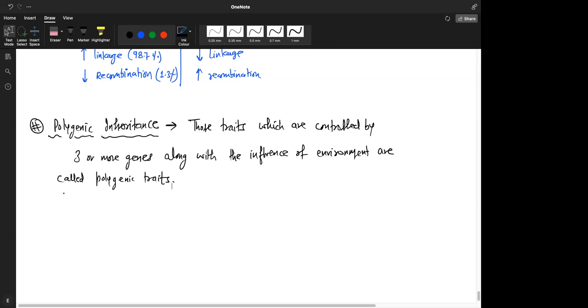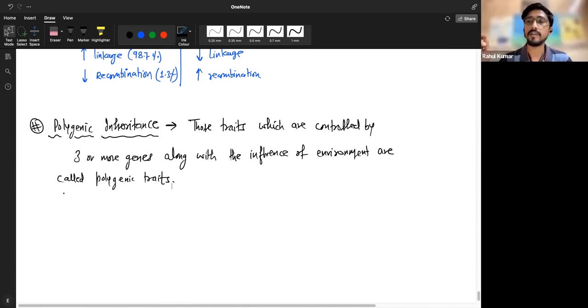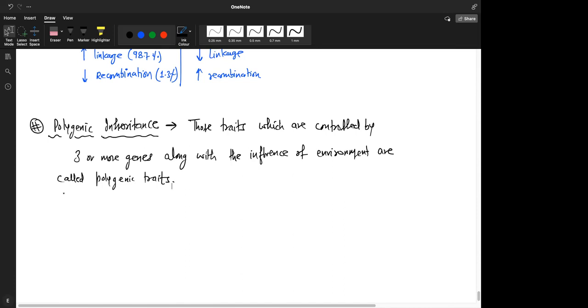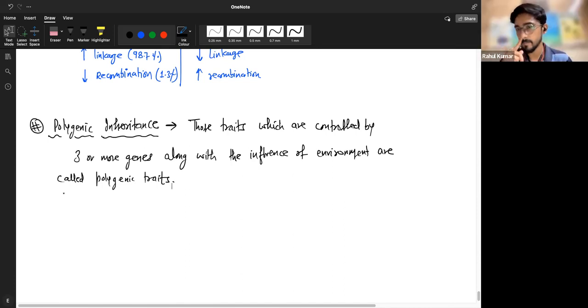And one gene has only 2 alleles. Capital T, small t, capital Y, small y: round, wrinkled, green, yellow, purple, white, right? There was no third thing. And one gene only controlled one character. T was not controlling color. T was controlling height only.